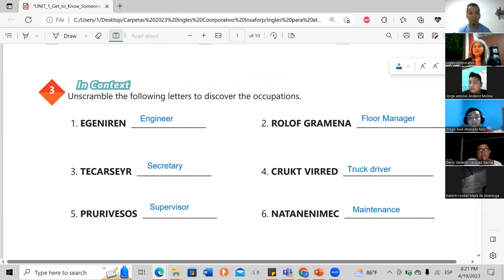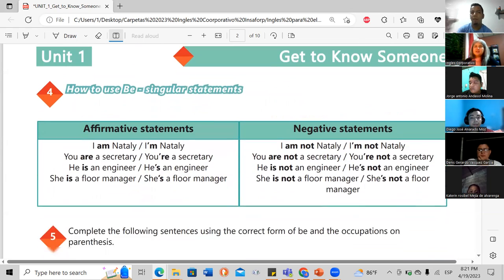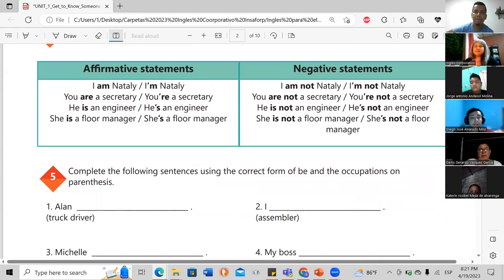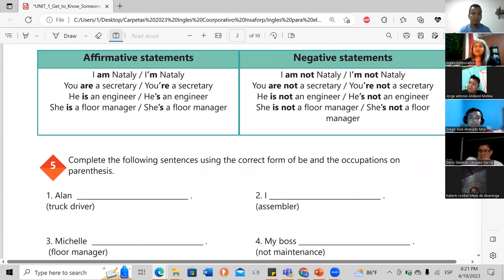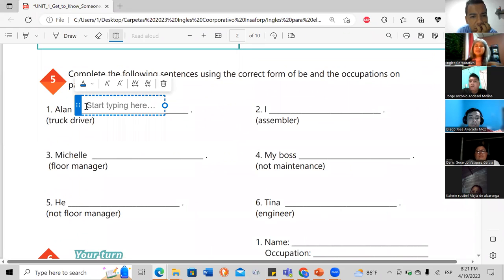Engineer. Floor manager, secretary, truck driver, supervisor, and maintenance. Okay, that was good. Very good. Okay, now here we have affirmative statements and negative statements. Lo que vimos ayer. Okay, complete the following sentences using the correct form of be and occupation in parentheses. Vamos a hacer la oración utilizando la forma correcta del verbo to be y la ocupación que está entre paréntesis.